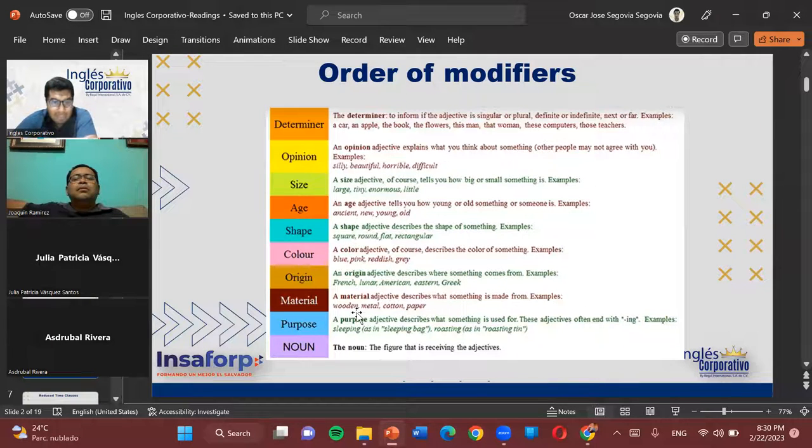So that's origin. Then we have material. Material is basically an adjective. As an adjective, it describes what something is made of. For example, wood, metal, cotton, and paper. So those will be some examples that you have for material.